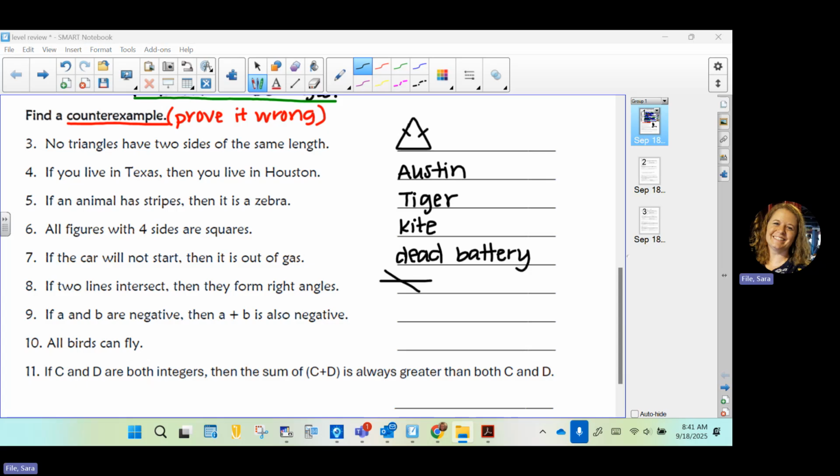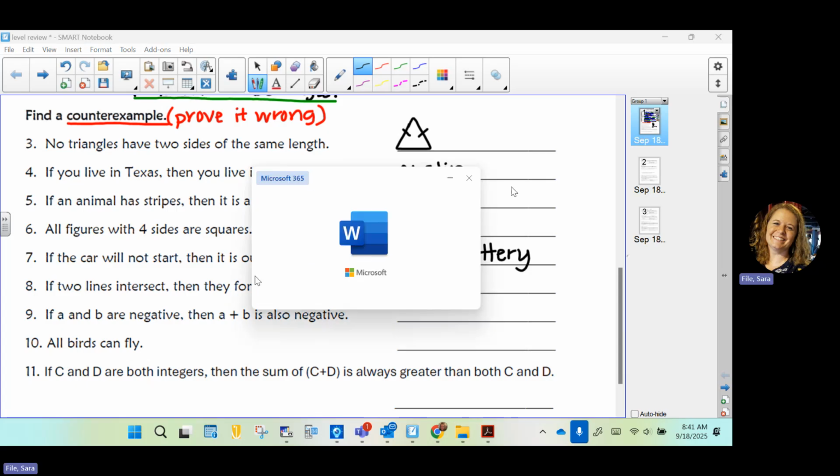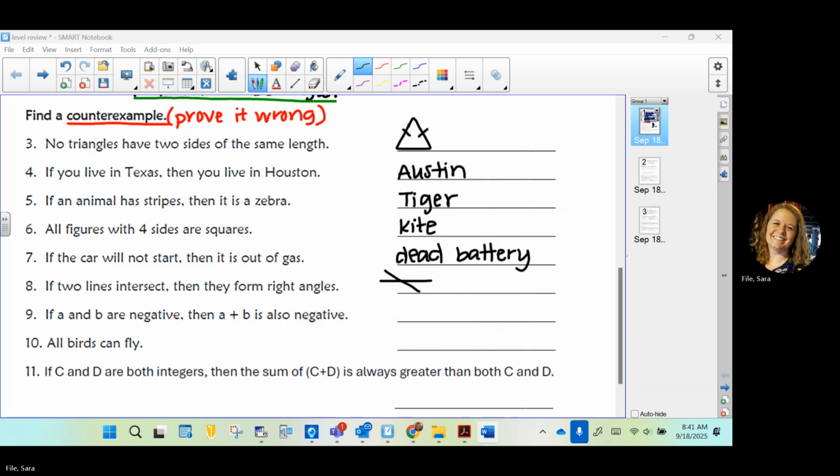What do y'all think? Nobody can think of one, can you? If you add two negative numbers, it just gets more negative, right? That's a true statement. There is not a counterexample. Okay. So we can't find a counterexample. That means it's a true statement.